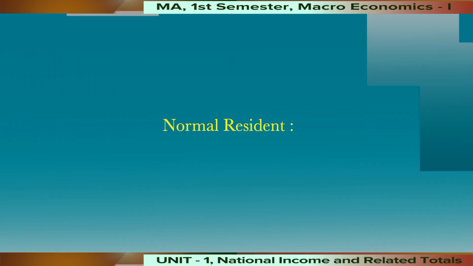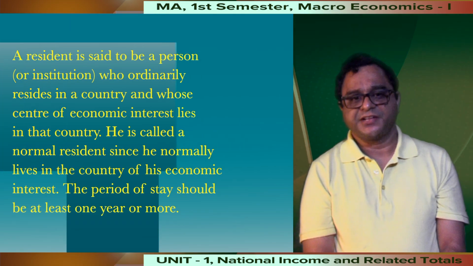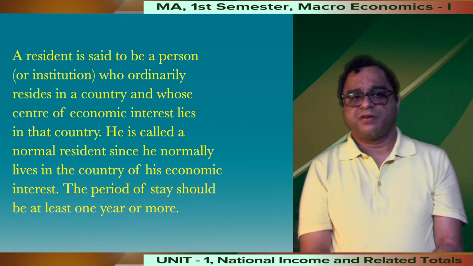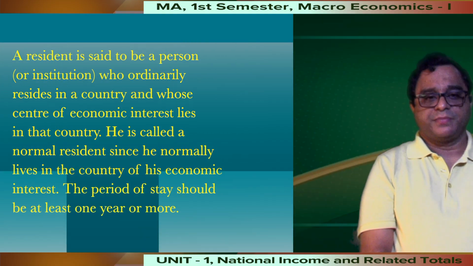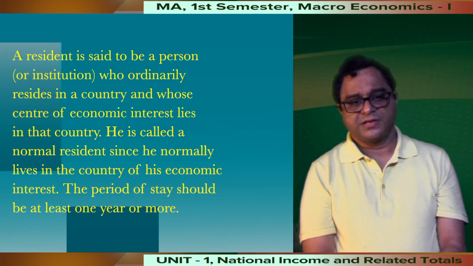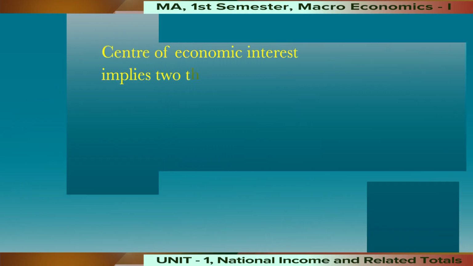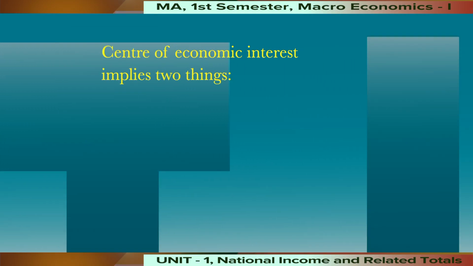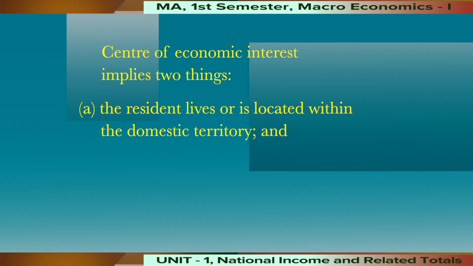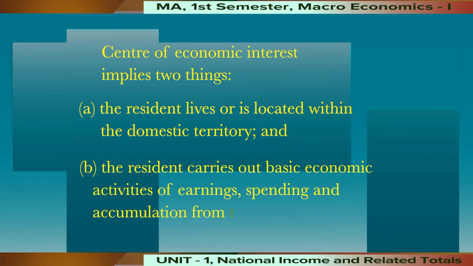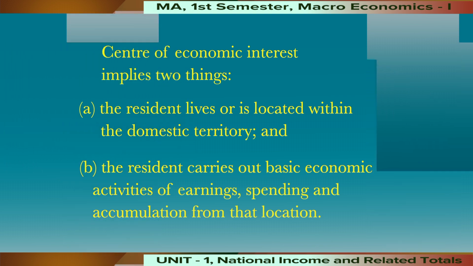And normal resident, it means a resident is said to be a person or institution who ordinarily resides in a country and whose center of economic interest lies in that country. He is called a normal resident since he normally lives in the country of his economic interest. The period of stay should be at least 1 year or more. Here, center of economic interest implies two things. Number A, the resident lives or is located within the domestic territory, and B, the resident carries out basic economic activities of earnings, spending and accumulation from that location.